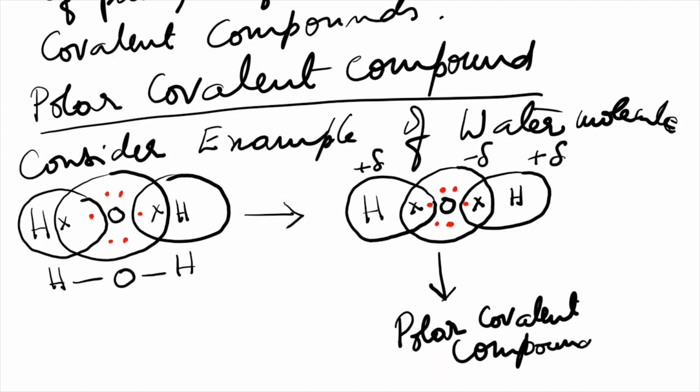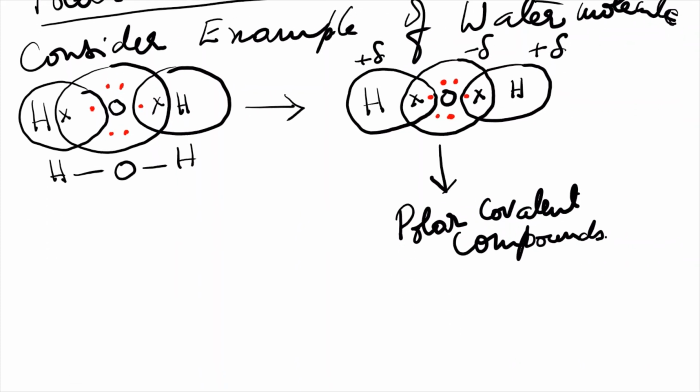Polar covalent compounds are nothing but covalent compounds. Covalent bond exists in them. The only thing is that the shared pair of electrons is pulled closer to one of the atoms, which has higher electron affinity than the other. As a result, a polarization of charge happens. Partial positive and partial negative charges are developed. Such compounds are called polar covalent compounds.